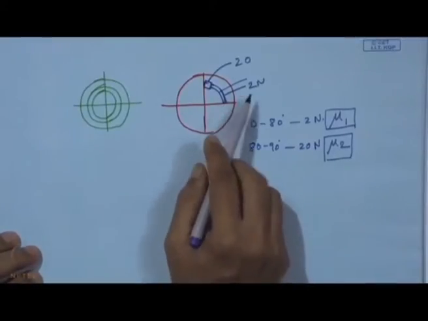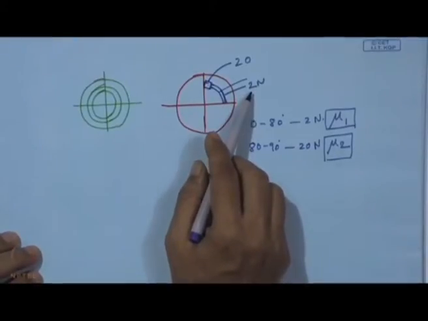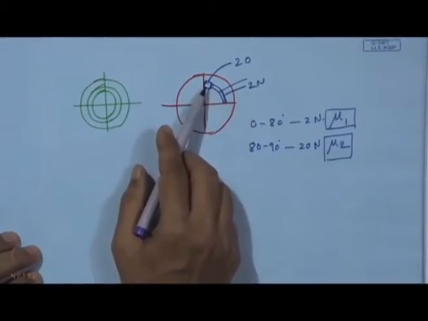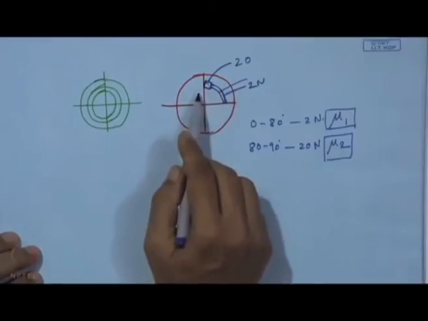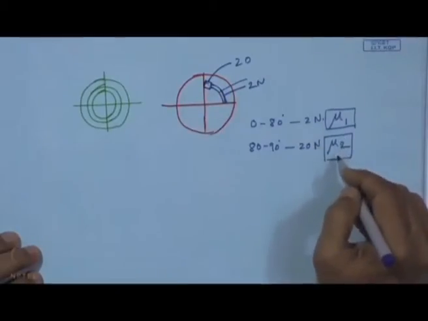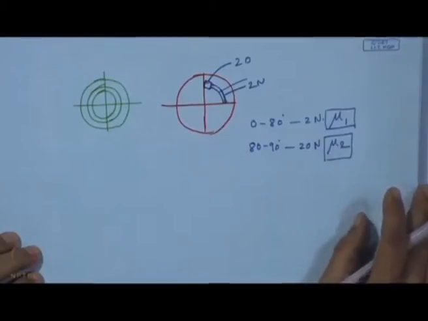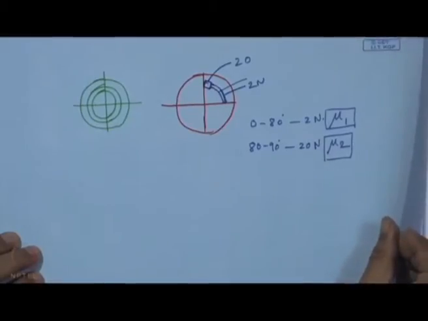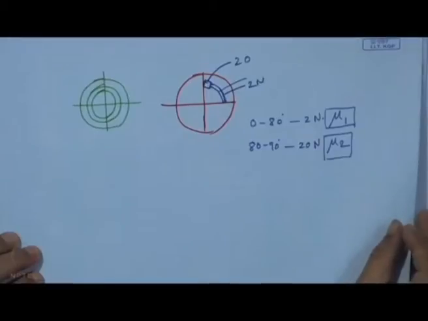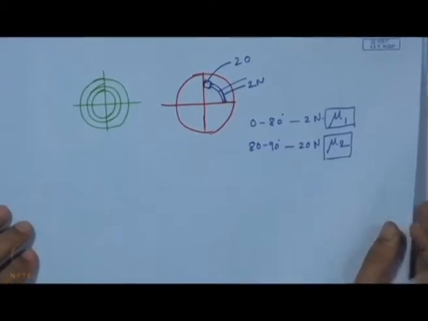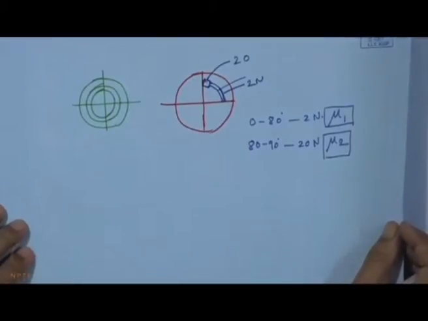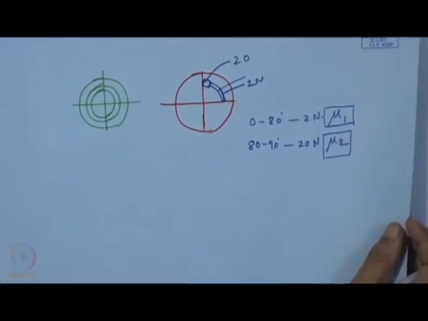One is corresponding to 2 Newton normal load, and in the last phase it is going to be friction coefficient which is corresponding to 20 Newton. So, we understand this constant load, variable load, alternate sliding and unidirectional sliding.